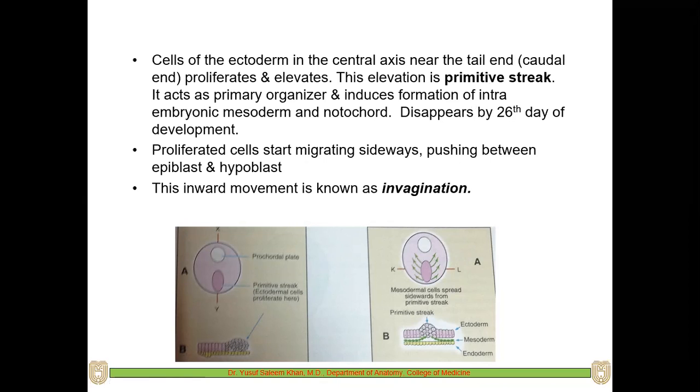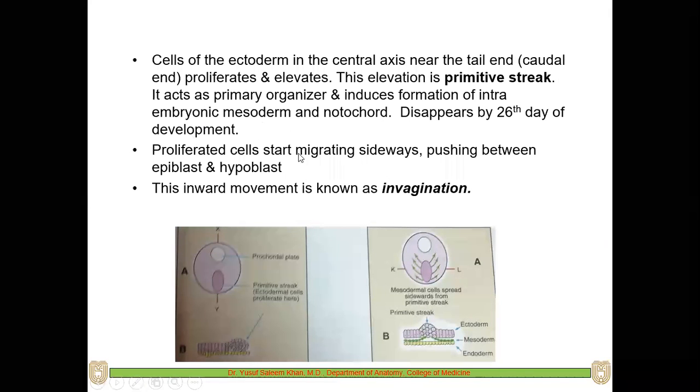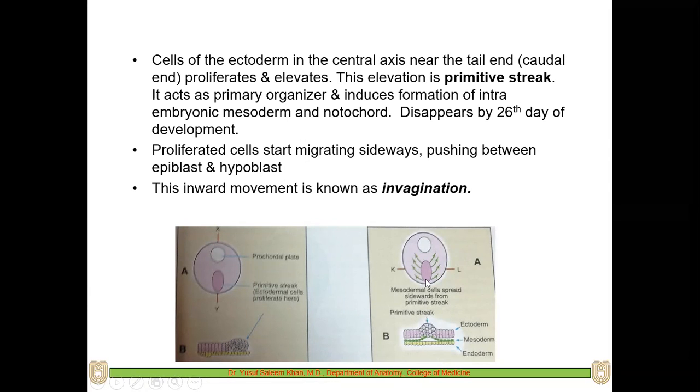Whenever we mention the day, it starts from day 0. Day 0 means fertilization, from that day up to the 26th day. So by the 26th day, the primitive streak starts disappearing. The proliferated cells start migrating sidewards, pushing the epiblast and the hypoblast. As I said, from the primitive streak the cells start proliferating and moving outwards, passing between the epiblast and the hypoblast.